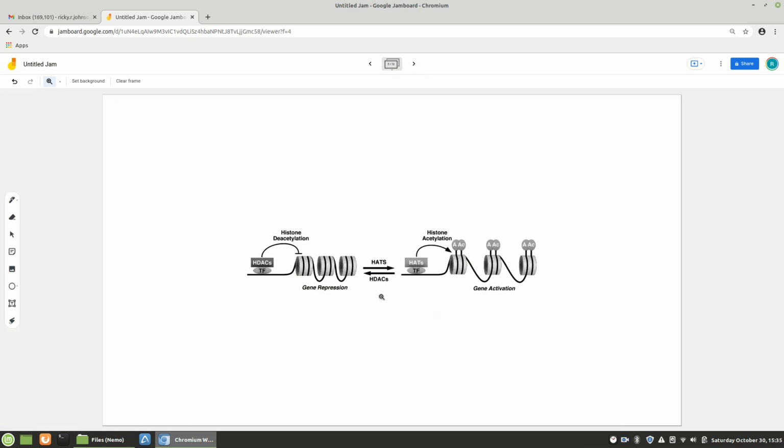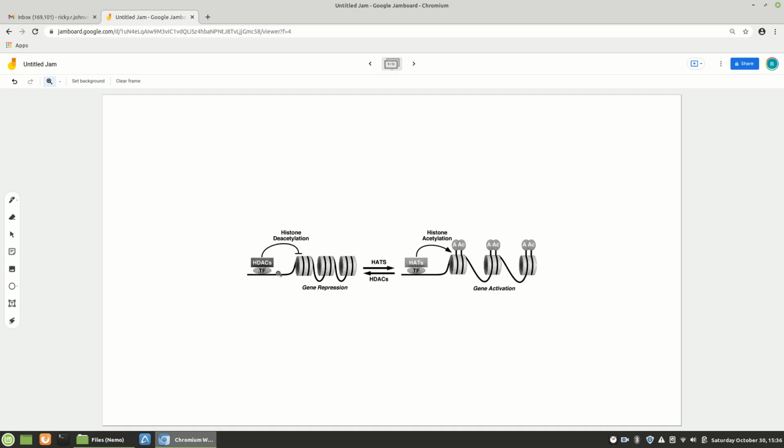Here we go. HATs, of course. If we have HATs binding to things, like here we have a transcription factor, and then a HAT will bind to it, which will essentially activate this region. All right.